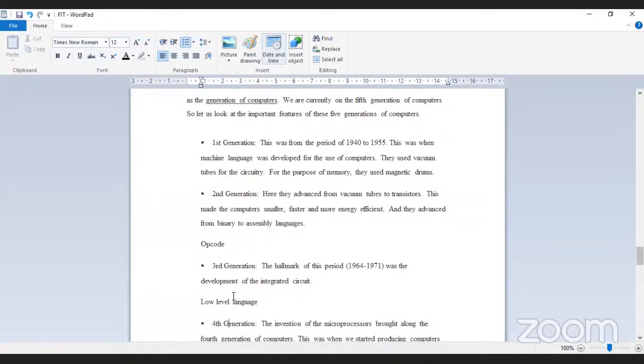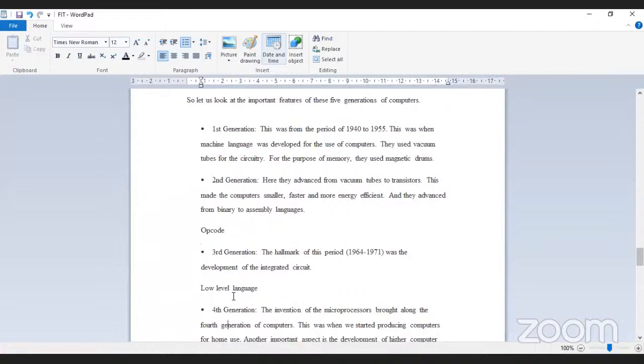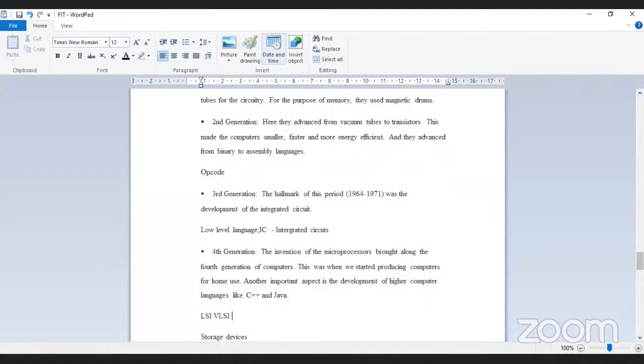Next, in the third generation, so lower level language. Lower level language is there, here in assembly language and here in machine language. In the third generation, one more thing I missed here: ICs, integrated circuits.